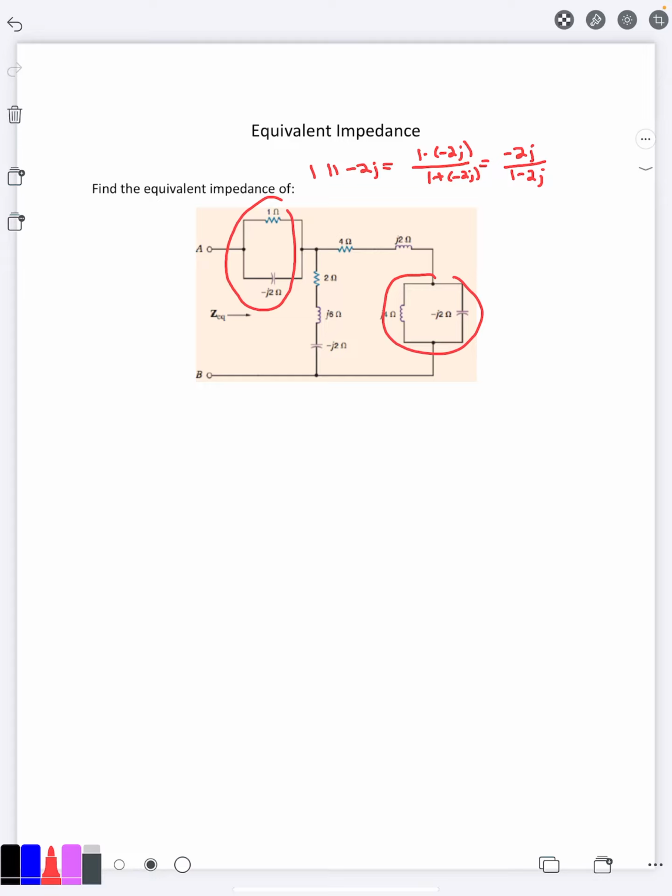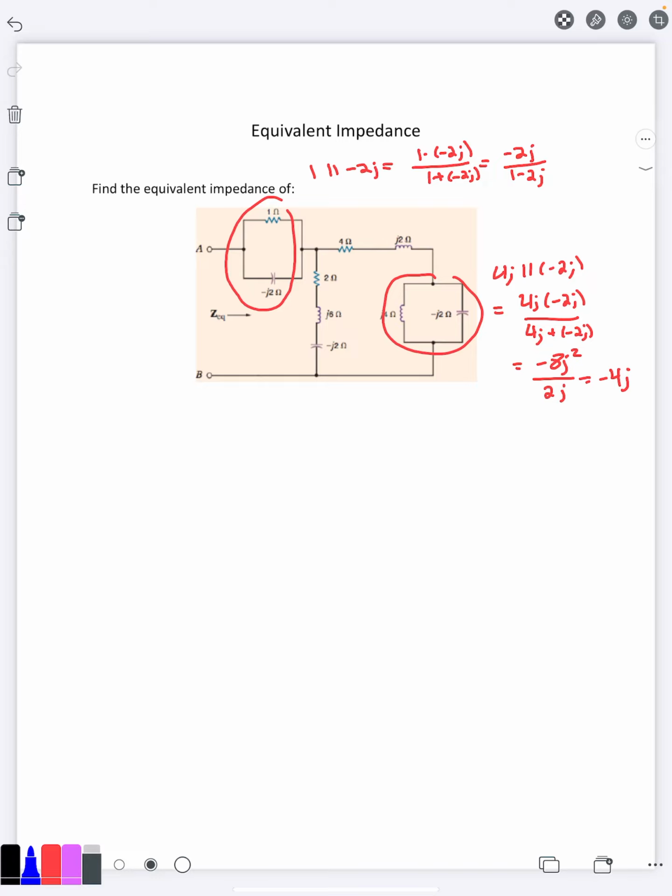The other one, we had a 4j and a negative 2j. So 4j parallel negative 2j. Multiply them together on top. Add them together on the bottom. This one's going to simplify a bit. So 4j times minus 2j is going to be a minus 8j squared. And 4j minus 2j is a 2j. So 2 cancels, 1j cancels, and we have a negative 4j for that one.